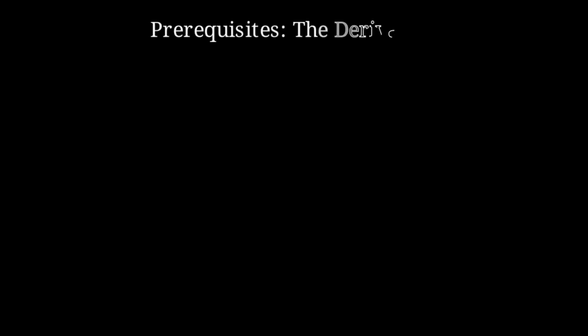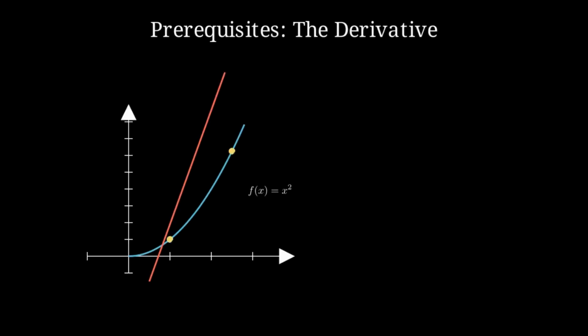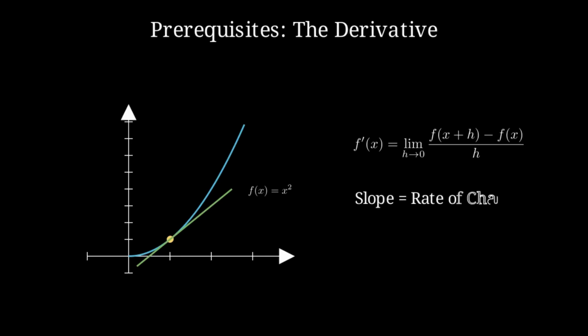Before we proceed, recall that the derivative represents the instantaneous rate of change. If we have a position function, the derivative gives us velocity. Visually, this is the slope of the tangent line at any specific point along the function's path.